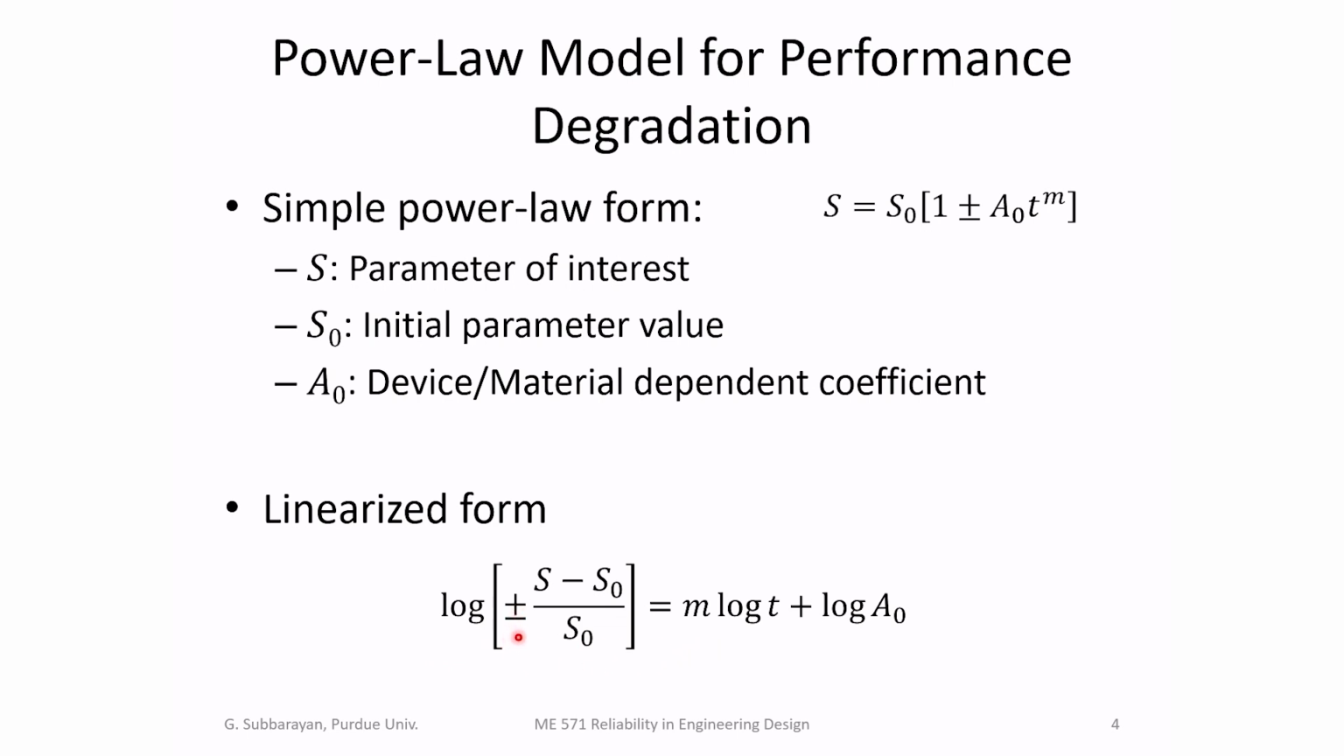And this plus or minus sign is included inside the log, because if S were to be less than S naught, then you have a decreasing parameter value with time, and the minus sign would take care of the negative sign associated with S minus S naught, and it will lead to a positive value. If, on the other hand, S were to be increasing with time, S minus S naught would be positive, and you would use the positive sign. And when you fit this, the slope will give me my M, and the intercept will give me my A naught. And that's how I can describe this sort of a degradation with time.